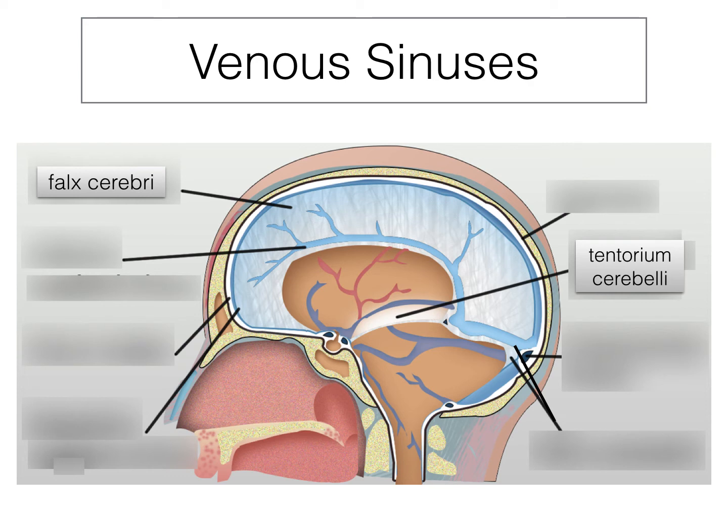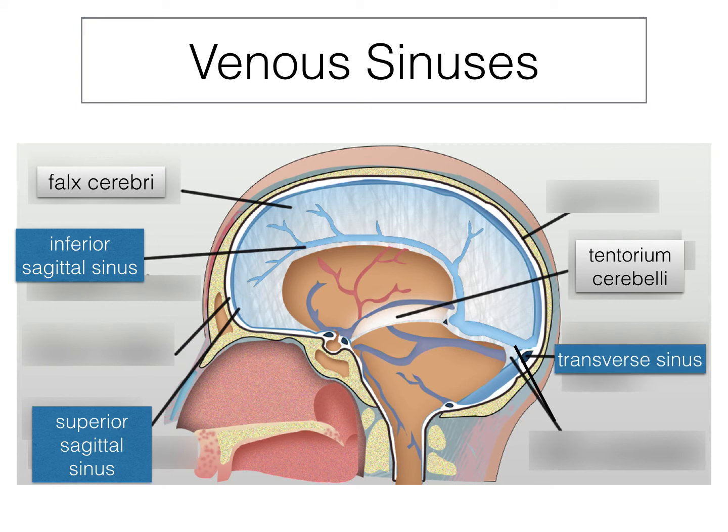The different sinuses are the superior sagittal sinus, inferior sagittal sinus, transverse sinus, and what's not shown is the sigmoid sinus, but that's going to be shown in the next slide. It just can't be seen in the lateral view or in the sagittal view. The sigmoid sinus is S-shaped, kind of like the sigmoid colon in our digestive system. Then we have the connecting point of the superior sagittal sinus and transverse sinus, and that's the confluence of sinuses.